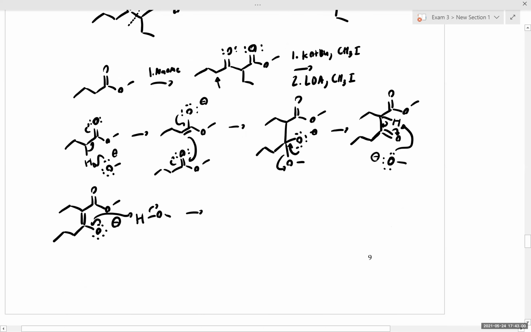So to draw out the mechanism for that, if we have our beta ketoester and we treat it with methoxide, we'll be able to generate our enolate.